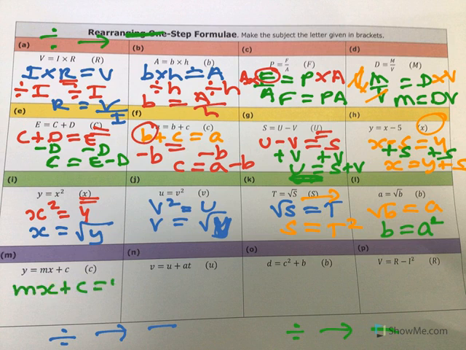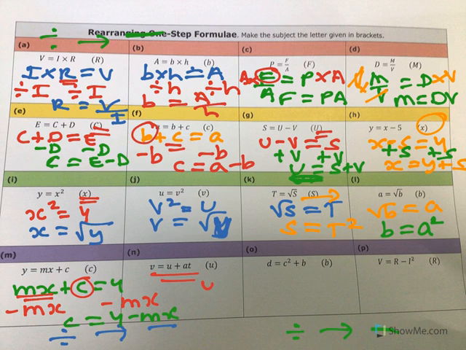mx plus C equals Y. I want to make C the subject. So I've got to get rid of this whole mx. So it's like having 3x. You take 3x, take 3x, take mx, take mx. So you end up with C is Y minus mx.